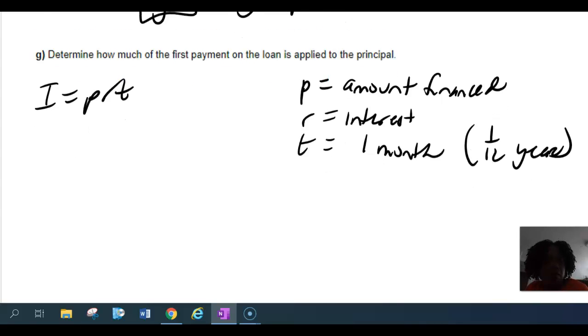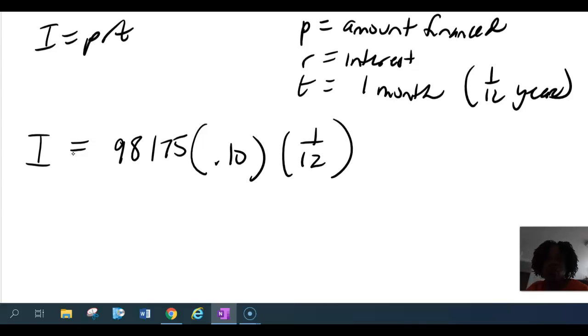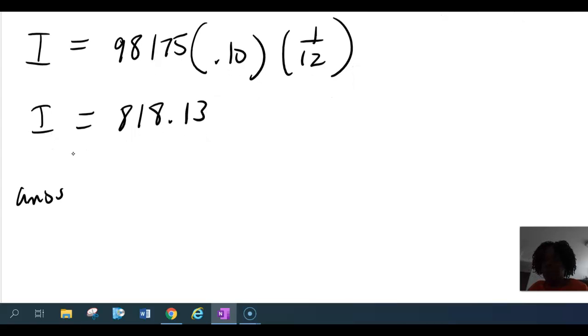Alrighty. So the principal was the amount of the house minus the down payment, which left us with $98,175. That is your P. The interest rate was 10%, and the time is 1/12. And then we get that the interest is $818.13.